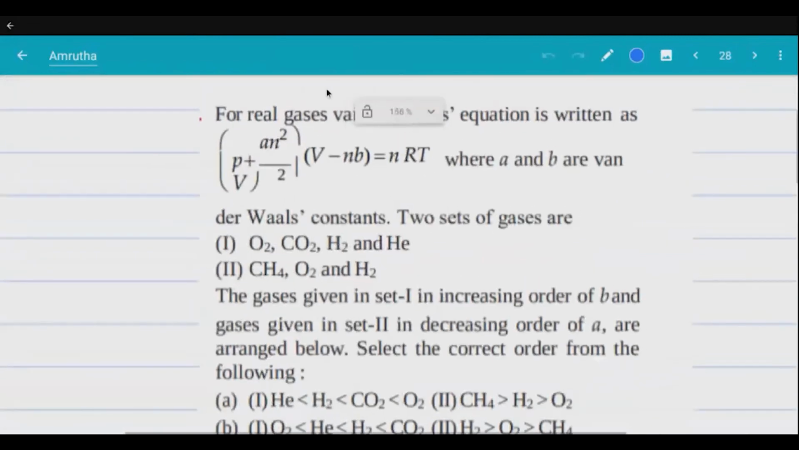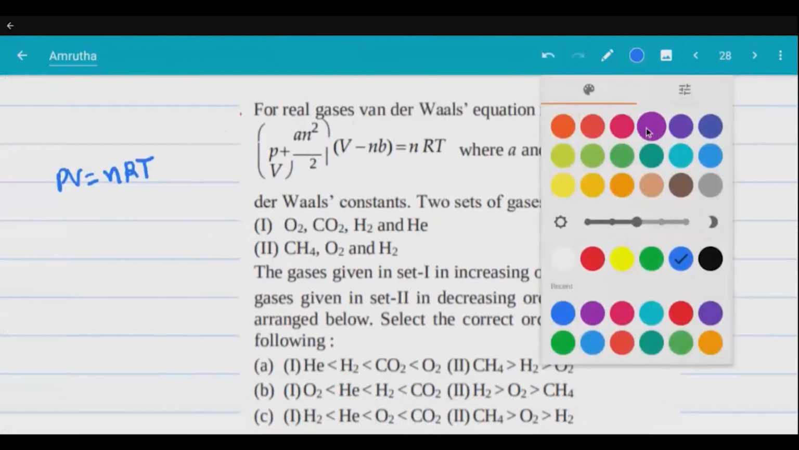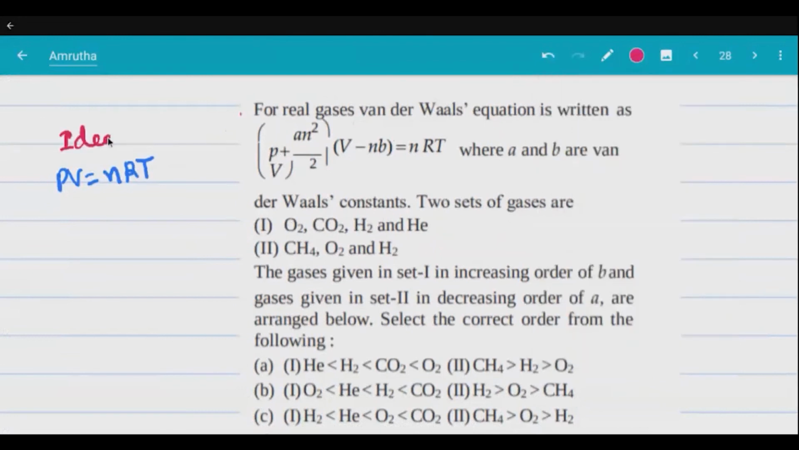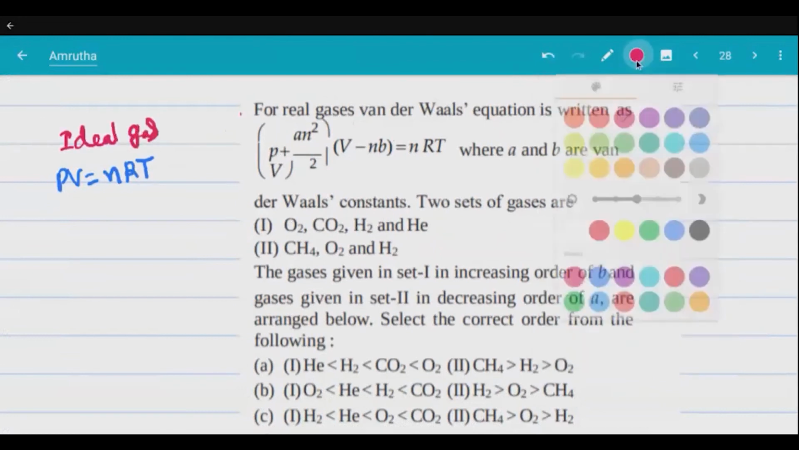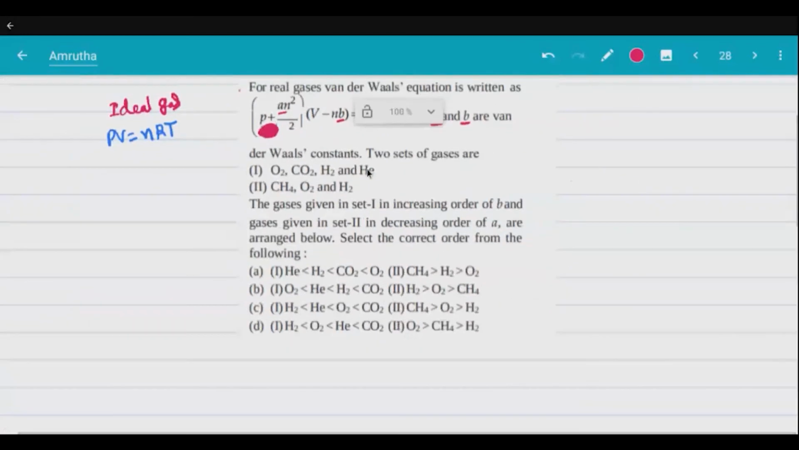So for real gases, we can't use PV is equal to nRT. This is for only ideal gases. But for real gases, we use P plus a n square by V square, V minus nb is equal to nRT. So what they are saying is a and b are van der Waals constants. For every gas, the a and b values change.